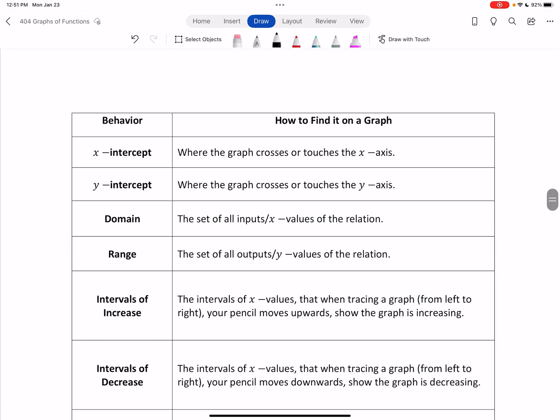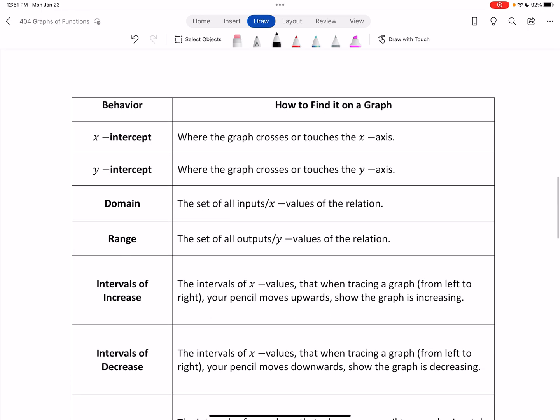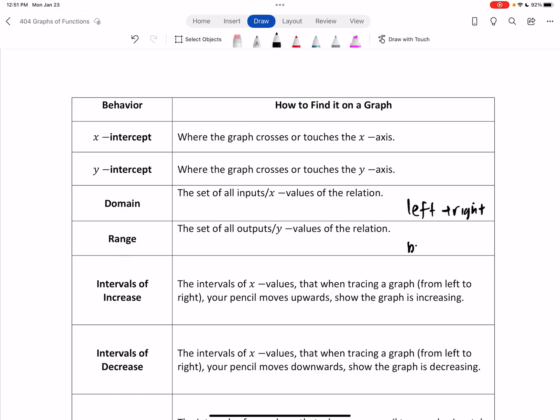So x and y intercept, we've seen those before. The x-intercept is the place where it crosses or touches the x-axis. The y-intercept is the place where it crosses or touches the y-axis. The domain and range, that's what we just talked about, the set of all inputs or x values. And again, we read from left to right. The range is the outputs or the y values from bottom to top.